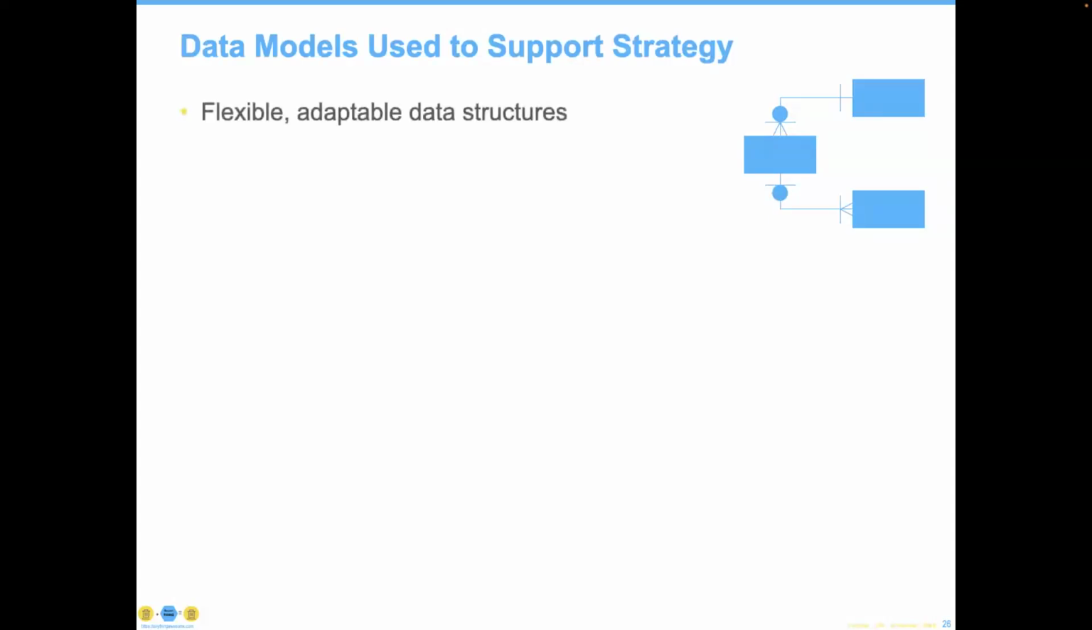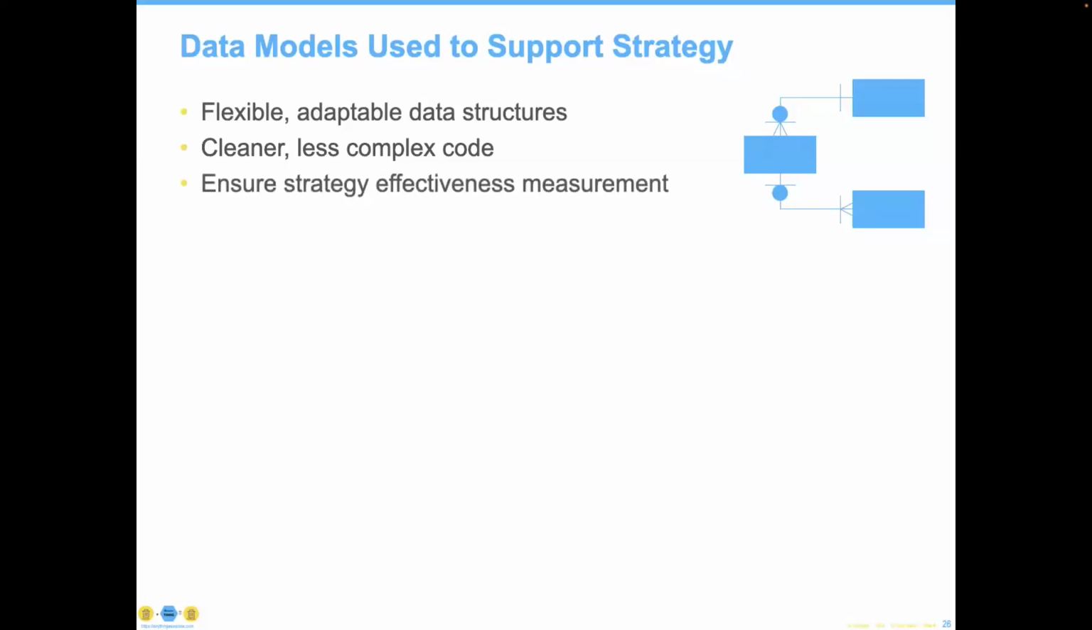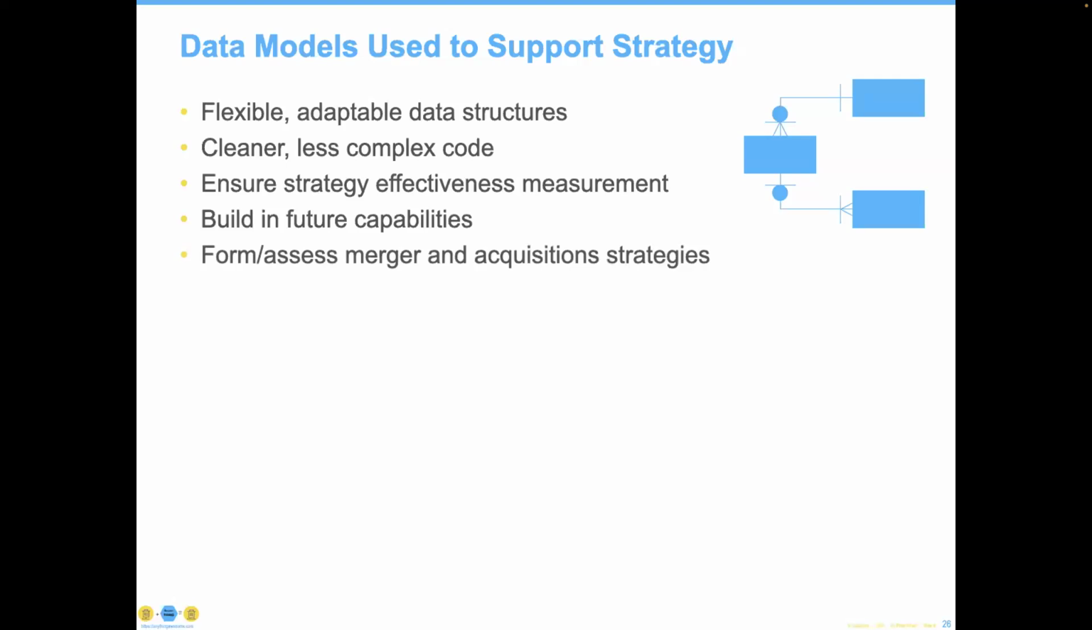Data models are also used to support strategy in the same way as architecture supports strategy. The more flexible and adaptable your data structures are, the cleaner and less complex code can be created, which ensures that the strategic intent and measurement can be rather easily incorporated, and that future capabilities can be built in as well. You may start off being restricted to one country, but you may want to build in multi-language capabilities to your app over the long run in order to do that.